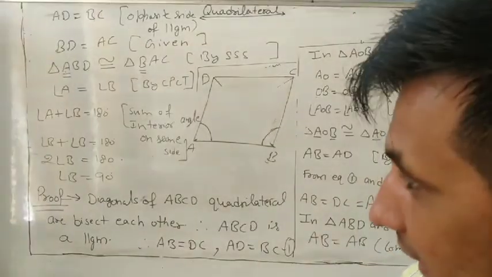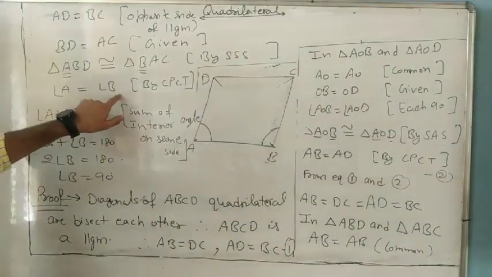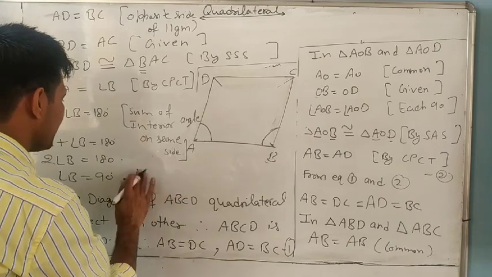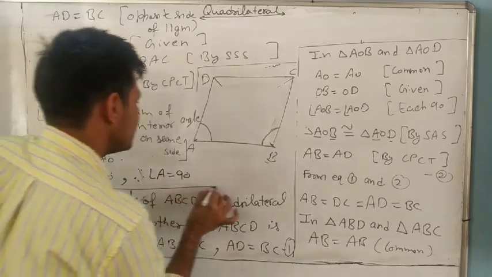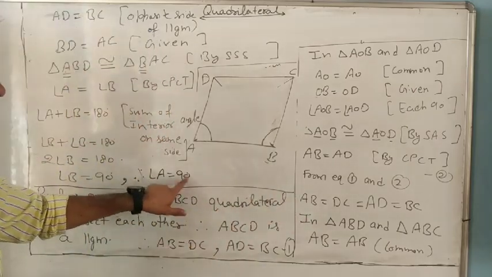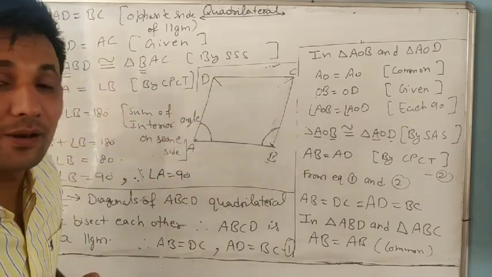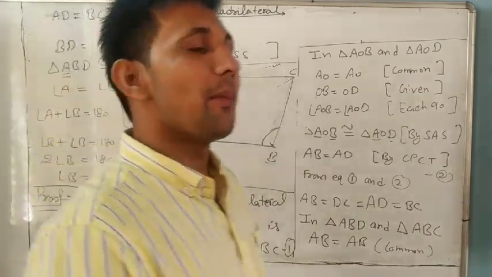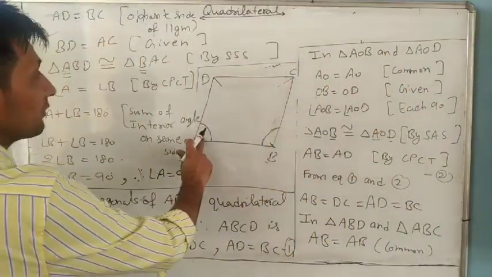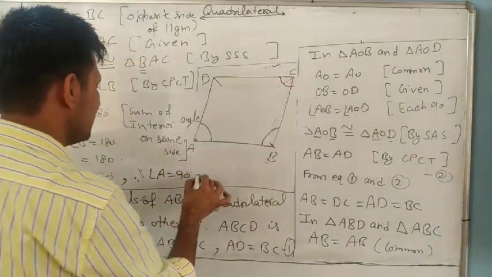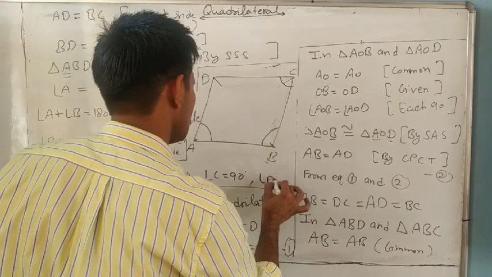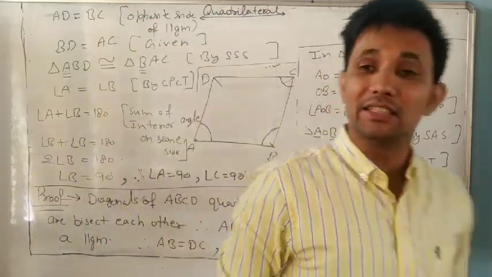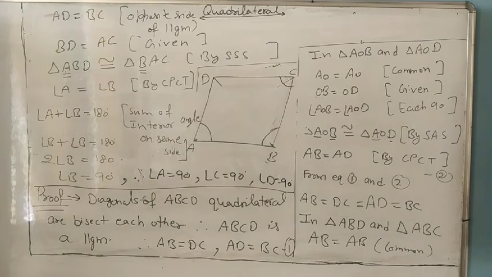If angle B is 90 degrees and angle A equals angle B, therefore angle A is also 90 degrees. And we know ABCD is a parallelogram, and in a parallelogram opposite angles are equal. Angle A equals angle C, so angle C is also 90. And angle B is 90, so angle D is also 90. So we proved that each angle is 90 degrees.